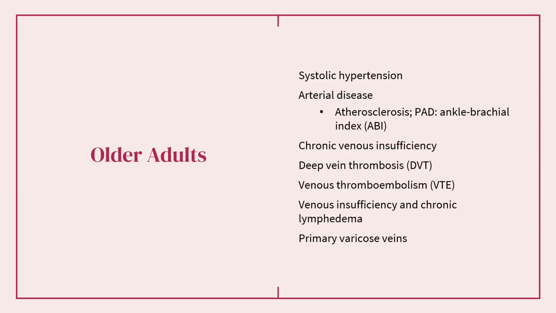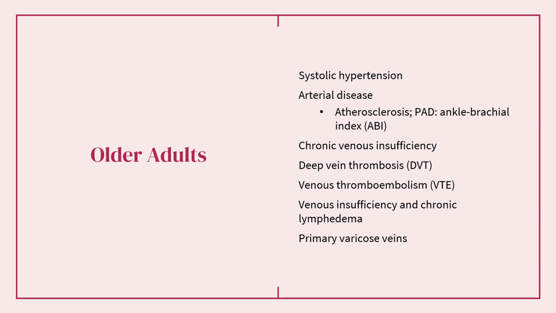Now let's talk about how aging affects the vascular and lymphatic systems, because this directly impacts what you'll see in assessment. So, systolic hypertension. As patients age, arteries become stiffer and less elastic, which can lead to increased systolic blood pressure and wider pulse pressure, which is very common in older adults. Arterial disease. Older adults are at high risk for atherosclerosis, which is plaque buildup in the arteries, and then peripheral artery disease.